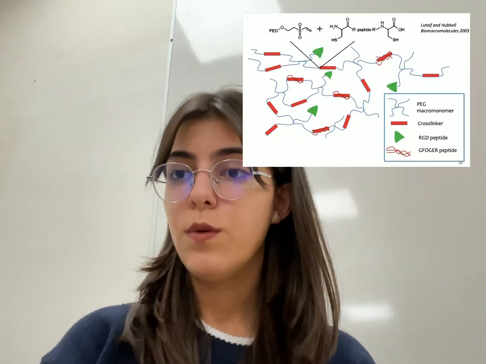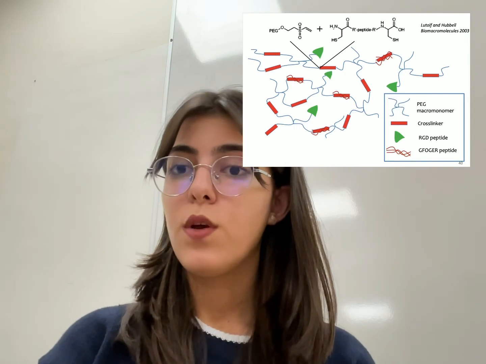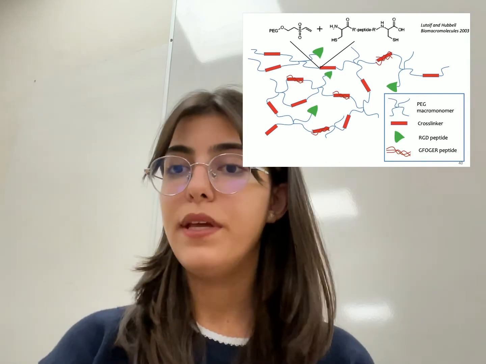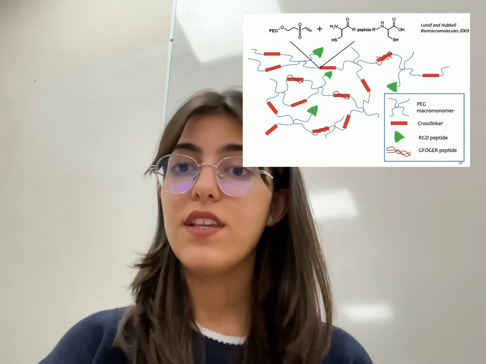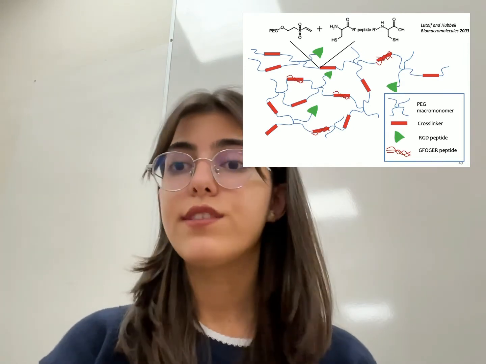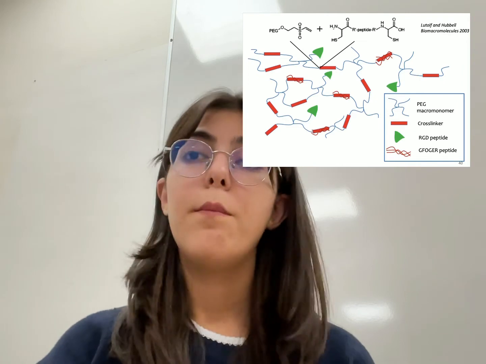Let's take the example of when we're engineering a cartilage microenvironment. The scaffold is a PEG hydrogel, cross-linkers, RGD peptide, which is a recognition sequence for fibronectin, and GFOGER, which is a collagen mimetic. We get a functionalized PEG gel. The cells are chondrocytes, and the signals also consist of their extracellular matrix components made of integrins, fibronectin, and collagen.